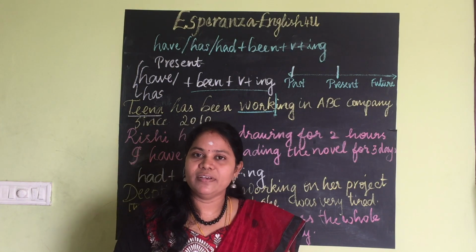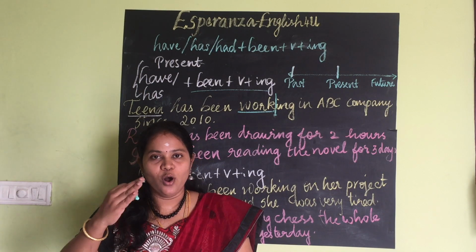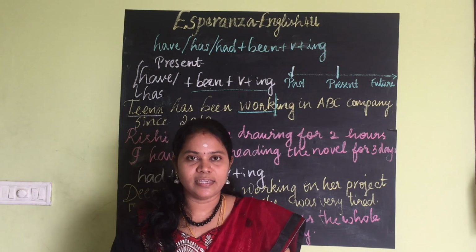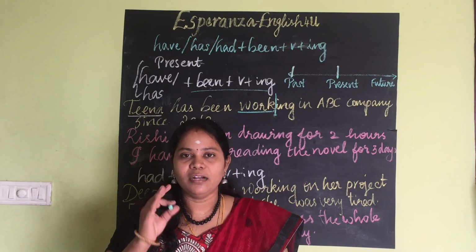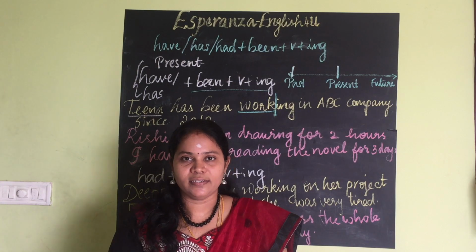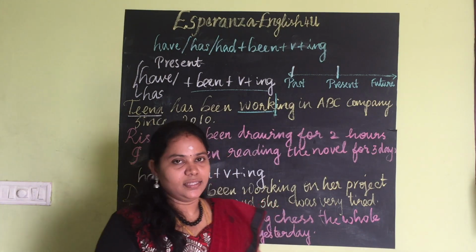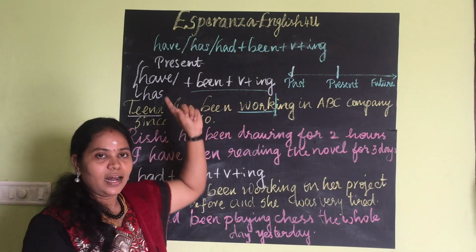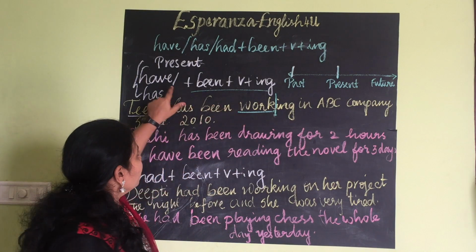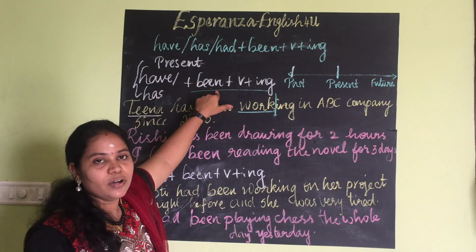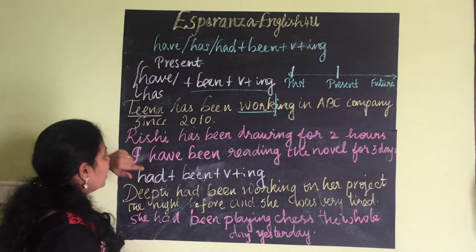Clear? In the previous session, I taught you where to use have and has. For all the persons except he, she, it, we have to use have. For third person singular, he, she, it, we have to use has. Remember that. So, if the action has already started in the past and is continuing till the present, there we can use have or has plus been plus verb plus ing, that is present perfect continuous. Let us see the example.